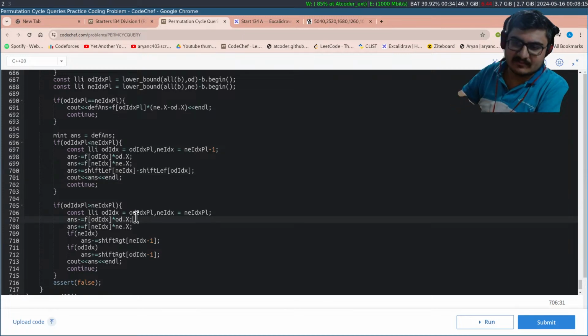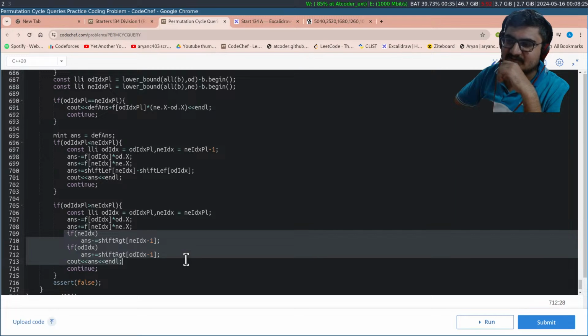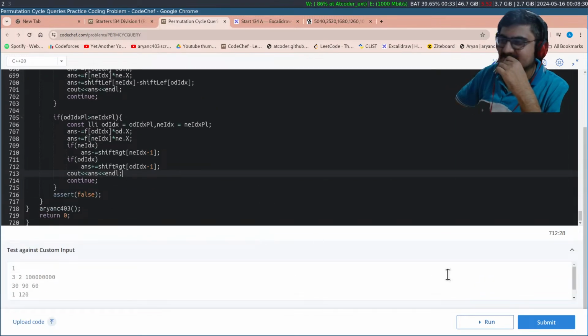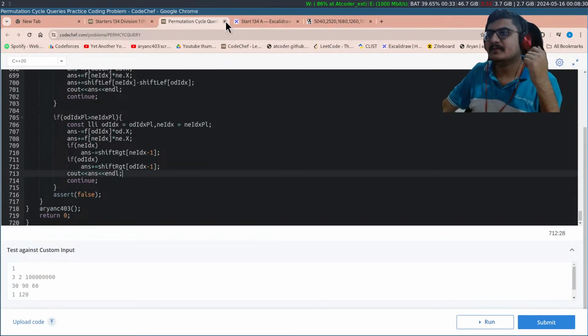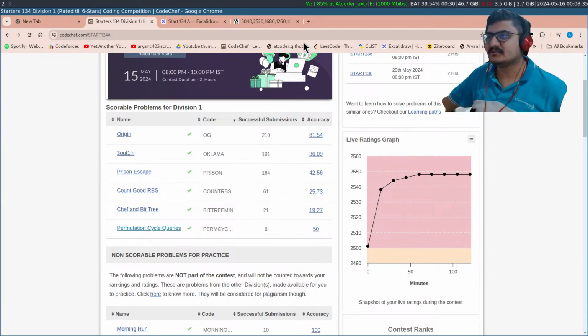Similarly, if the new value is inserted before the right value, similar thing, find the two new indexes, add the updated contribution for both of them, and now shift elements to the right side. And essentially this was the code for this problem. And I think with this I am done with all the solutions for this problem.